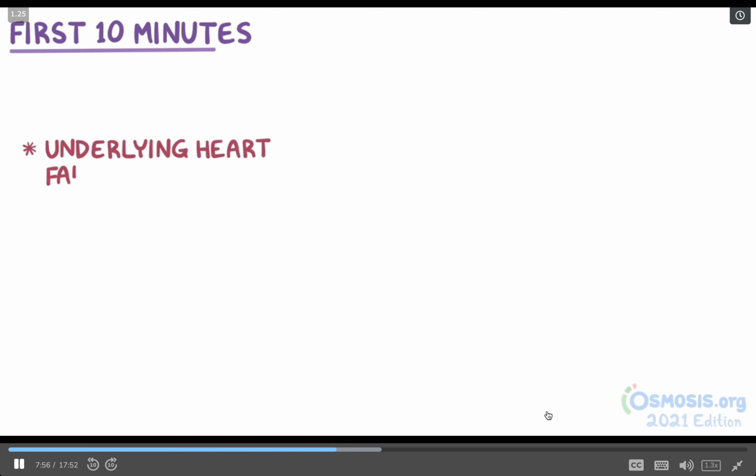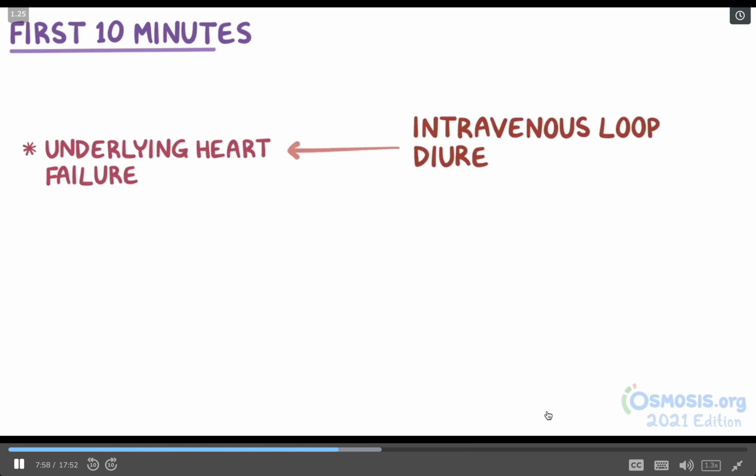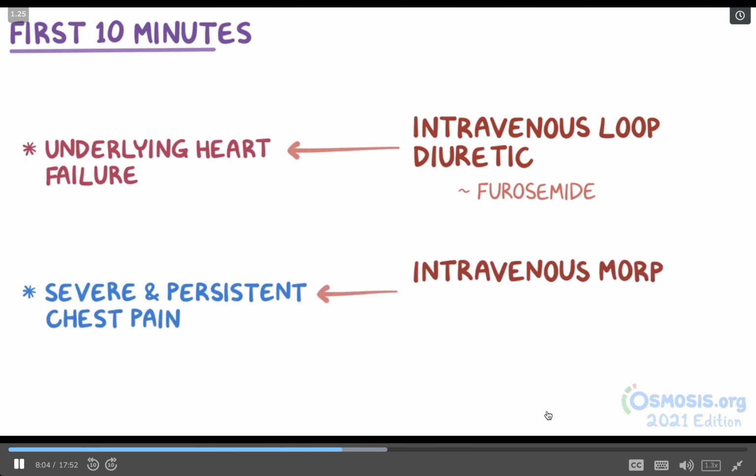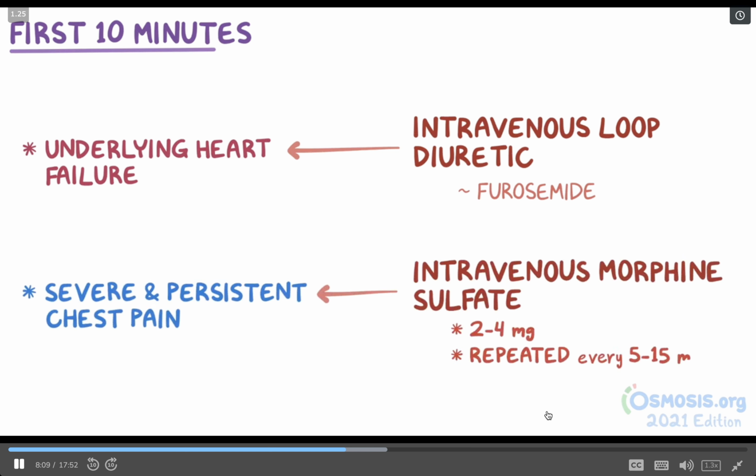Now, patients with underlying heart failure must be given an intravenous loop diuretic like furosemide. In addition, patients with severe and persistent chest pain can be given intravenous morphine sulfate at an initial dose of 2 to 4 milligrams, repeated in 5 to 15-minute intervals.